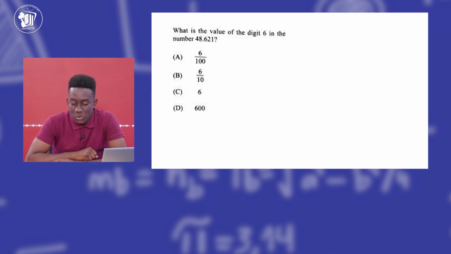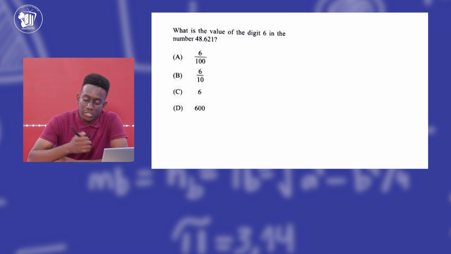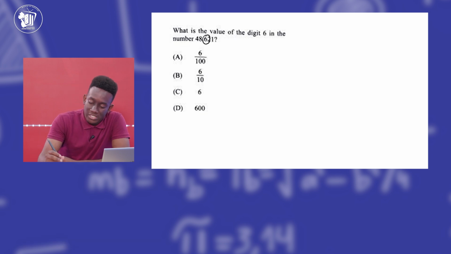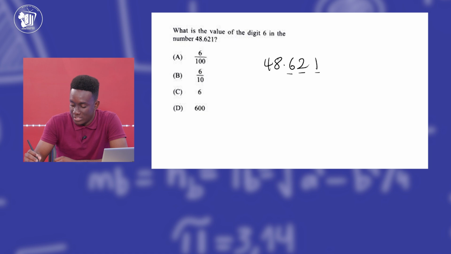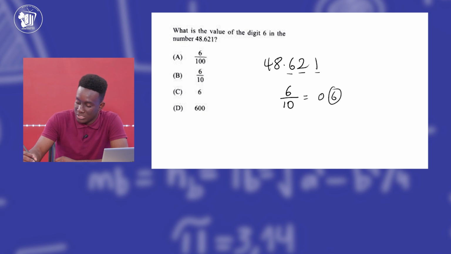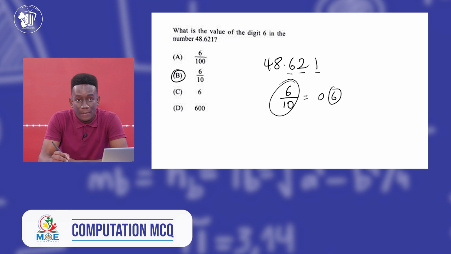The next question says, what is the value of the digit 6 in the number 48.621? So we want the value of the digit 6. We have 48.621 and we want the value of this digit, the number directly after the decimal point. So we know here is tenths, hundredths, thousandths. So the value of this digit would be 6 over 10. If we divide 6 by 10, we'll get 0.6, which is the same position in which the 6 is in here. So the answer is 6 over 10, which is B.